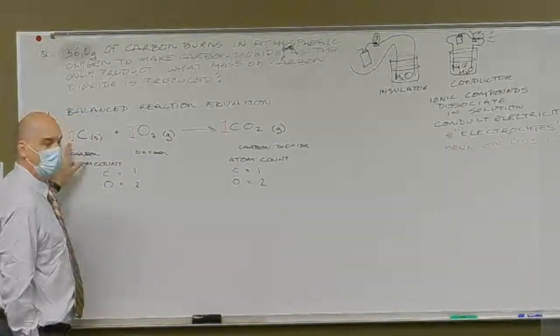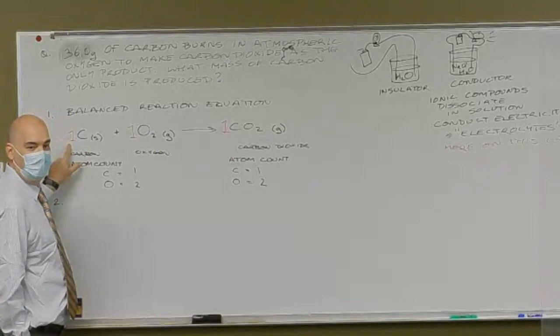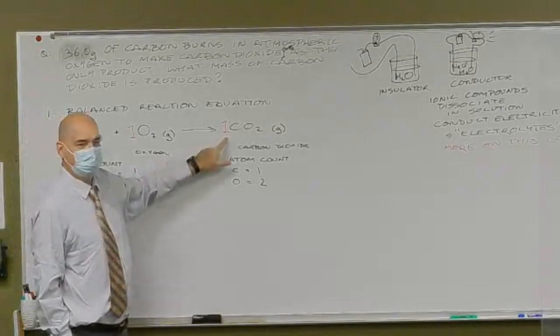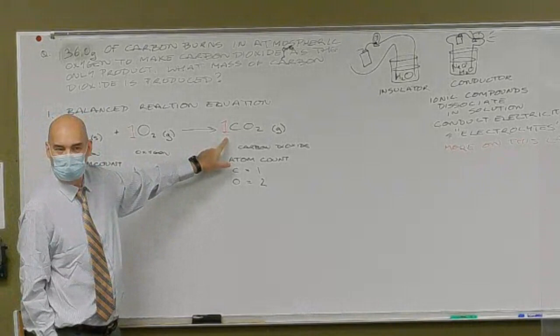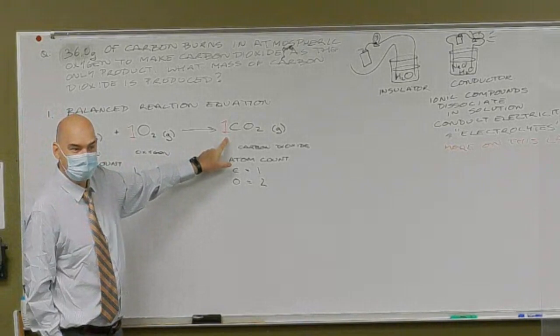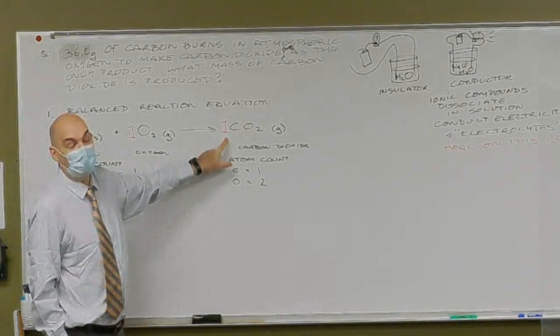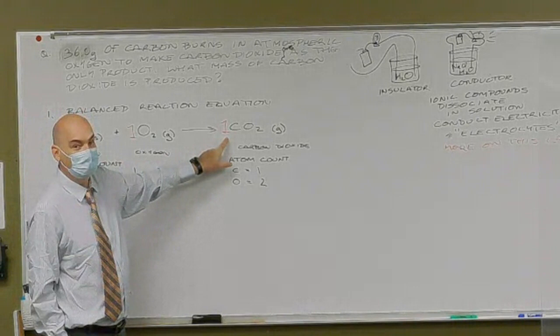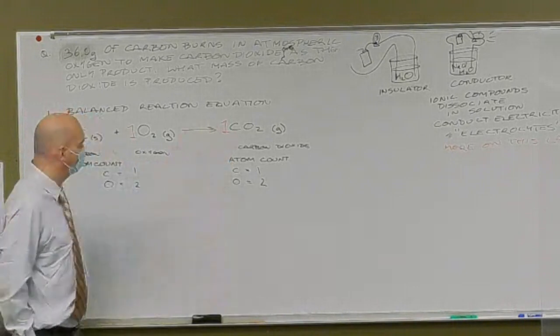I start with 36 grams of this. Why do I not get 36 grams of that? Because part of it's being burnt. Because there's an infinite amount of oxygen. There is an almost infinite amount of oxygen. Okay, let's think.